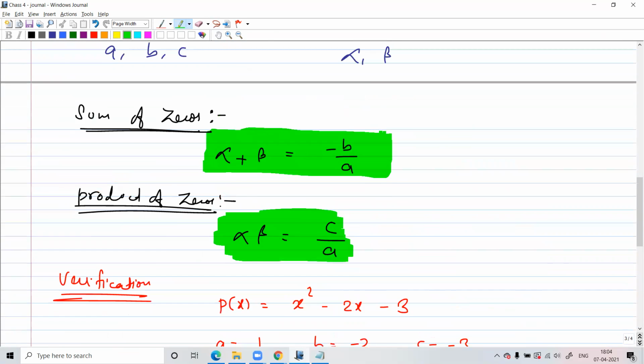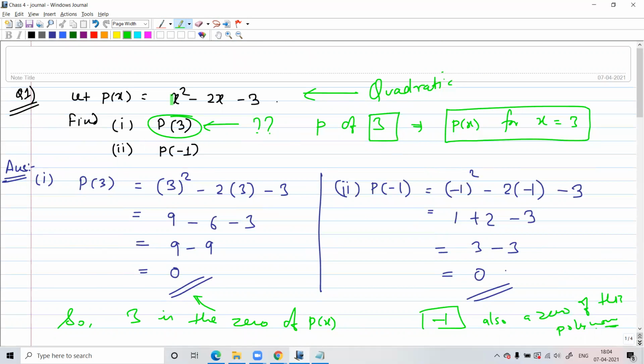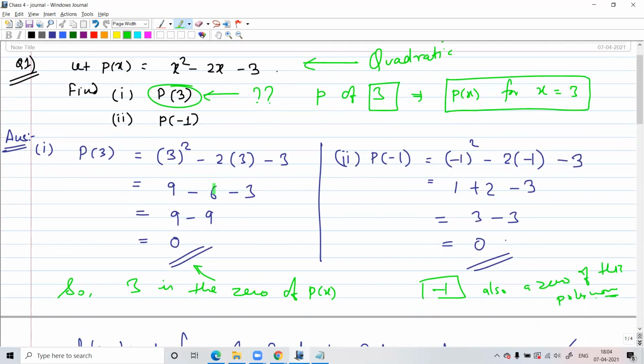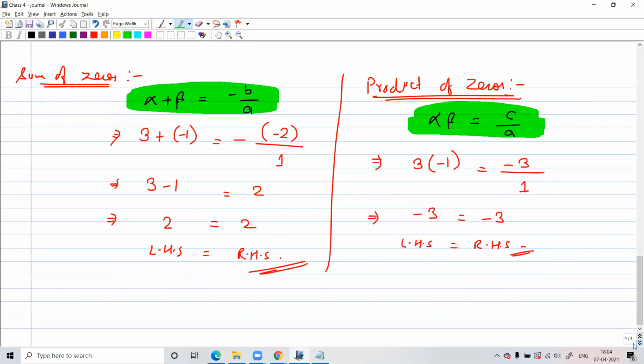So in this question, which I had taken in the beginning of the class today, the polynomial was given x square minus 2x minus 3. We found this p3 and p minus 1. I directly gave you these zeros, okay? But that may not be the case always. They might ask you to find it and then they will ask you to verify. But for now, let's take some questions where I will give you the zeros and you will just verify them. Okay, so let's start with question number 2 for today.